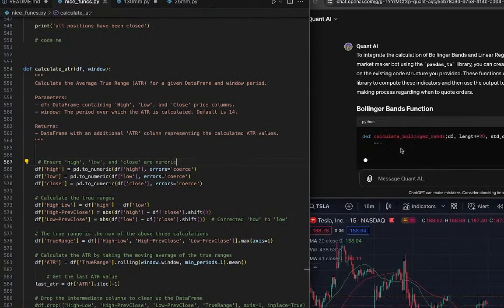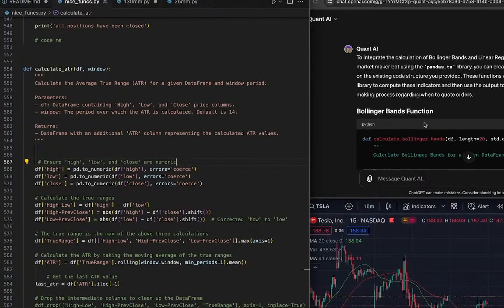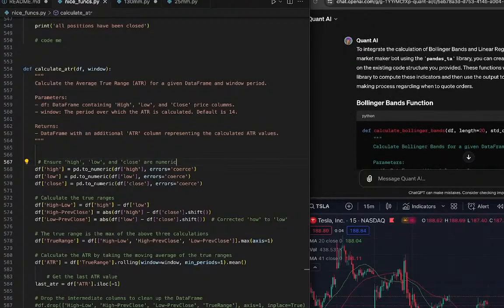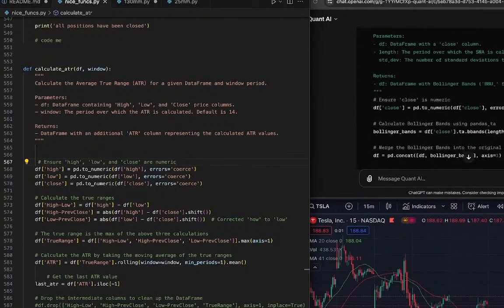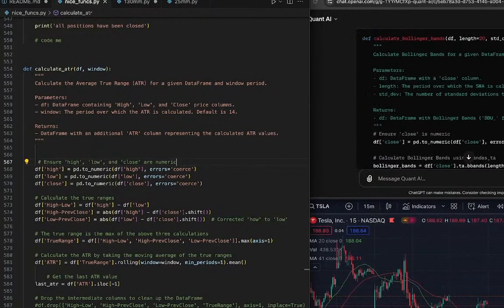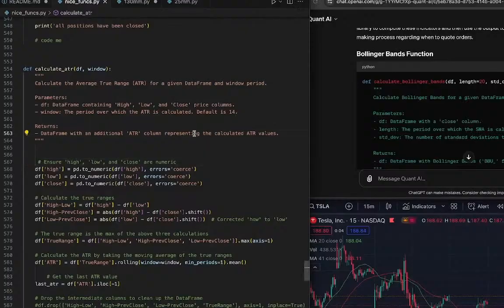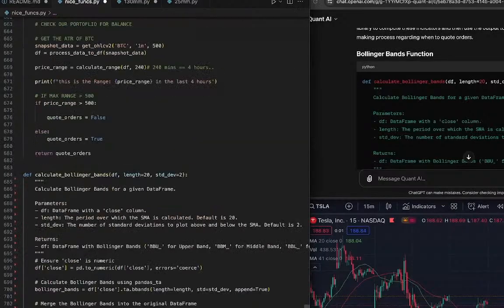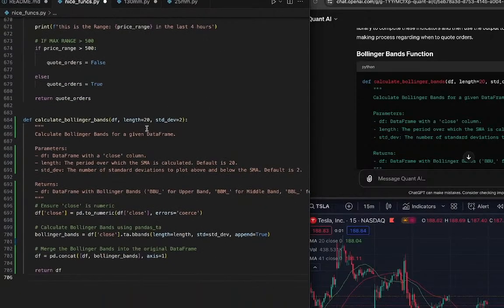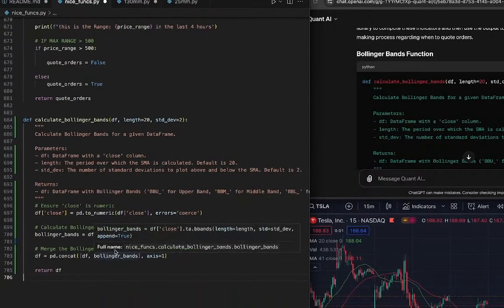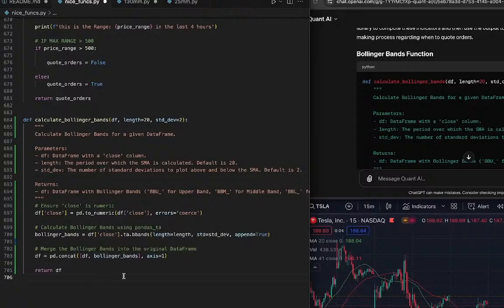So to integrate the calculation of Bollinger and linear regression channels into your market maker bot, use the pandas TA library. You can create two functions based on the existing code. These functions will utilize the pandas TA library. Okay, and here's the calculate Bollinger Bands. Let's go ahead and just put it down here at the bottom because this is some new stuff. And then we want to pass in the DF. So we got to get the DF. So how do we get the DF? A data frame with a close column.